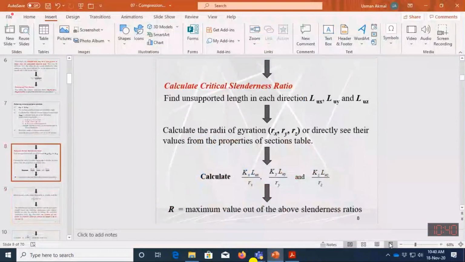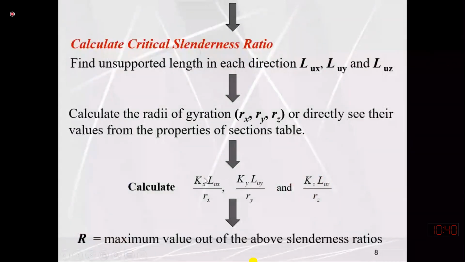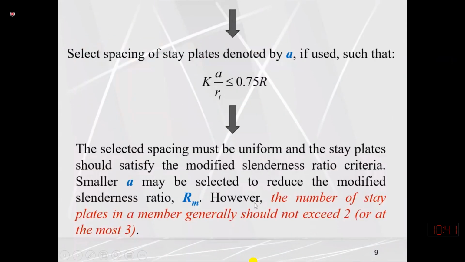Next, we are supposed to design a built-up section. In the case of the built-up section, we know the R value. R value is the maximum value out of these two. So the slenderness ratio about the y-axis is what we are supposed to use for the built-up section with stay plates. So actually, we need to design the number of stay plates, and the number of stay plates depends upon this value.